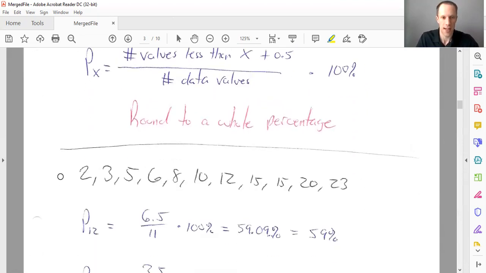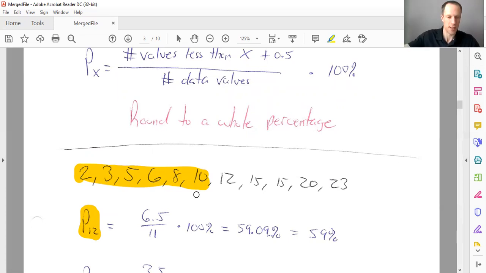So take a look at this data here. I've got a data set with 11 numbers in it, and they're in order, which is helpful whenever you're doing percentile analysis. I might ask, what's the percentile for the number 12? Well, according to the formula, I've got to count how many numbers are less than 12. So let me just highlight all the numbers here that are less than 12 and count how many there are. Looks like there are 6 numbers that are less than 12.